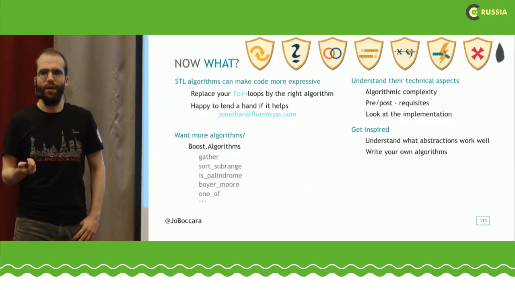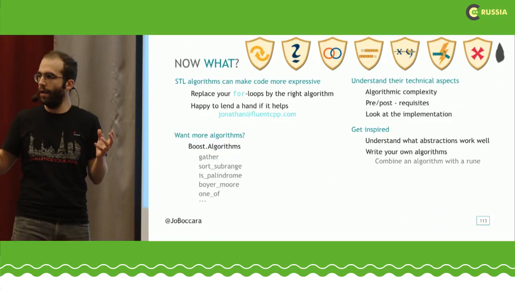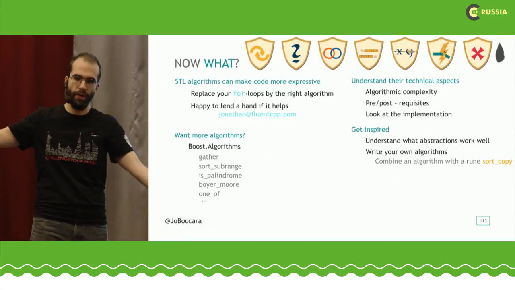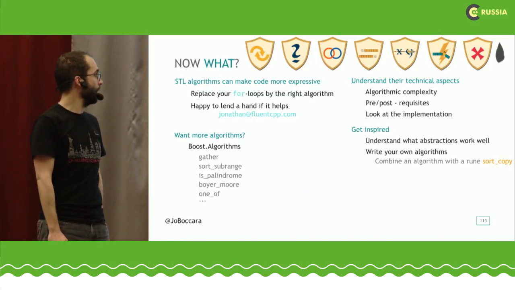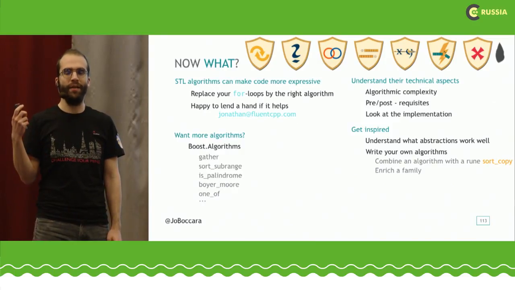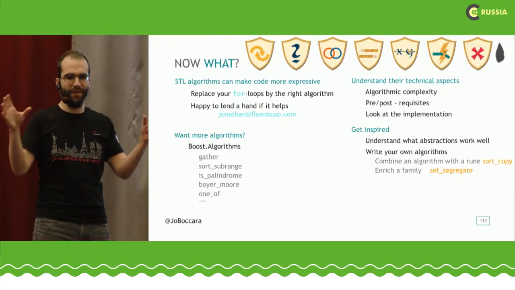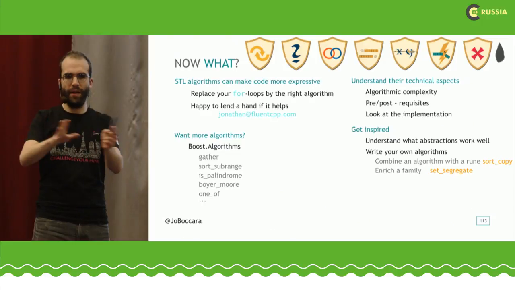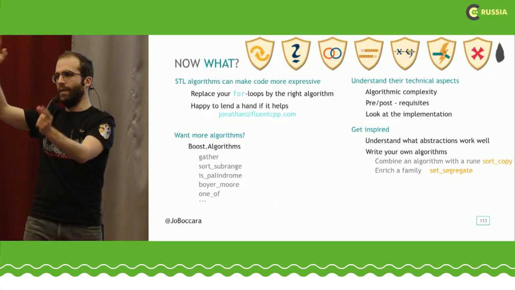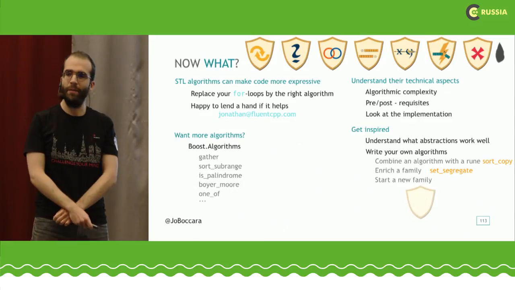So what sort of algorithms could you write? Well, you could combine an existing algorithm with another and create a new combination, like sort_copy, for example, which doesn't exist. Or you could add a city on the map, enrich the family. If I had to add one, I think I'd add something in the algorithms on sets. I think I'd add an algorithm that would take 2 sets and return, in one single pass, 3 output iterators with the elements in A not in B, the elements in both, and the elements in B not in A. Or you can start a family.